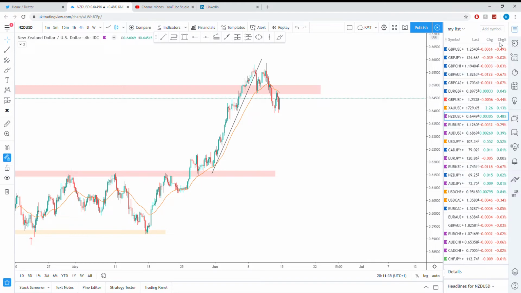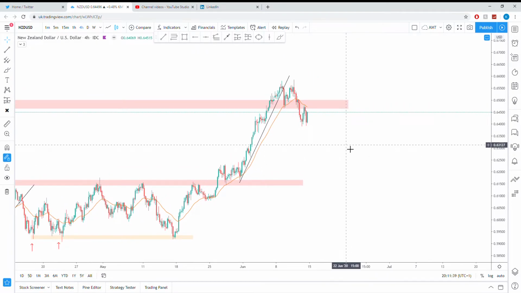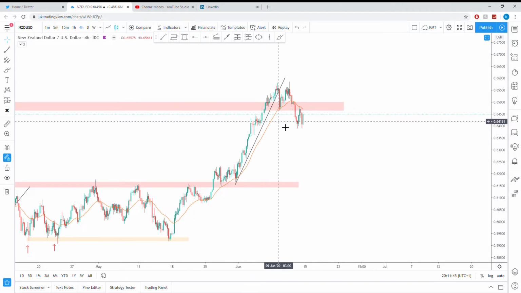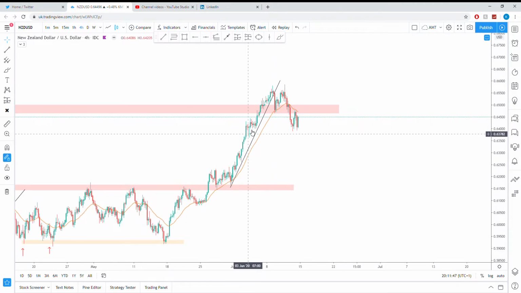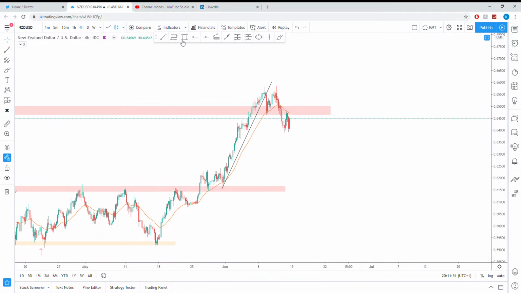So our first pair that I want to look at is the New Zealand dollar to the US dollar. What we saw in the week, again, we had this huge strength in the New Zealand dollar. And we can see here, we had that huge push, came to a reversal zone. We also created a double top at this level here. So we also found a turning point as well.